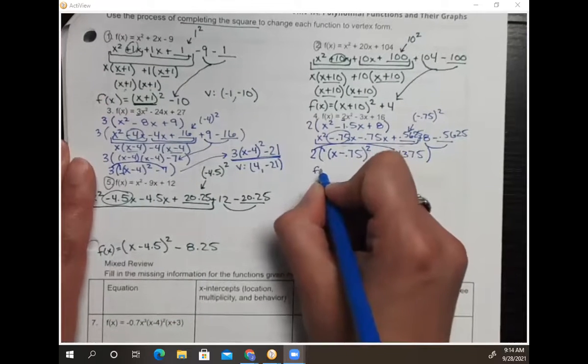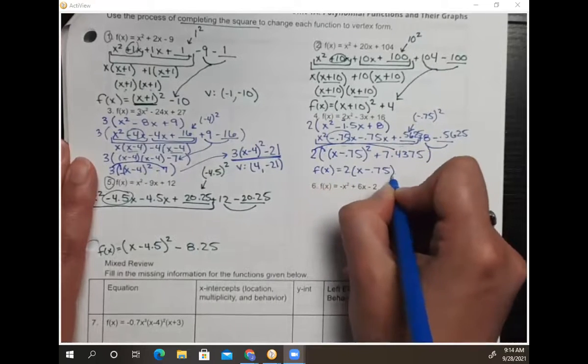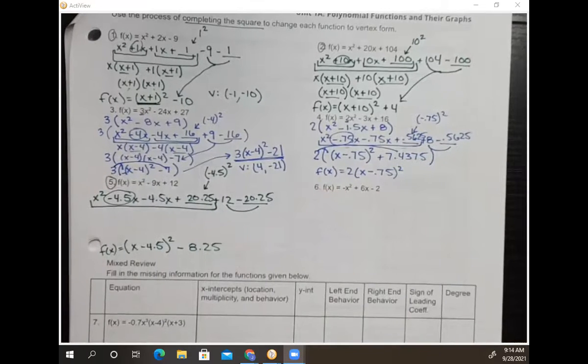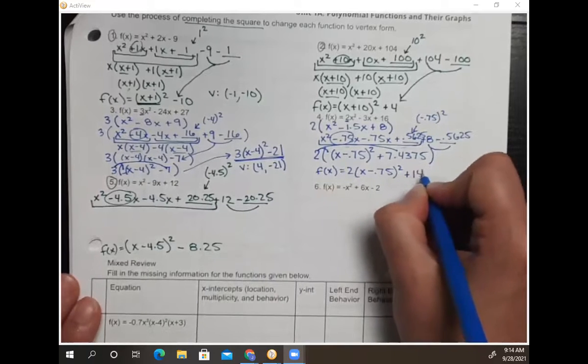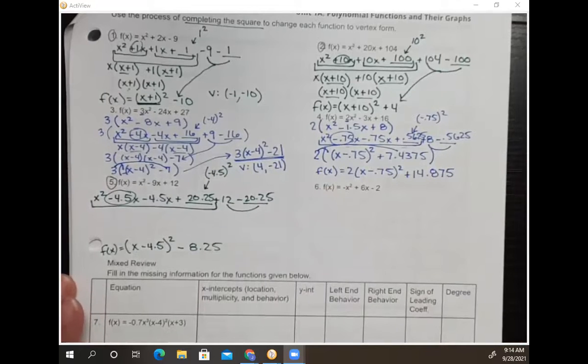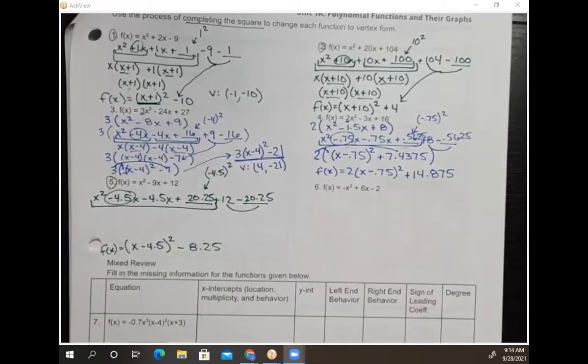So this would be 2 times x minus 0.75 squared. And then I need to do 2 times this number. And I got 14.875. Questions for me on number 4? Again, I used some of those shortcuts that we talked about yesterday because we had some goofier numbers there. That'd be a little trickier to be able to use my factor by grouping there. So that's why I elected to use that shortcut instead.